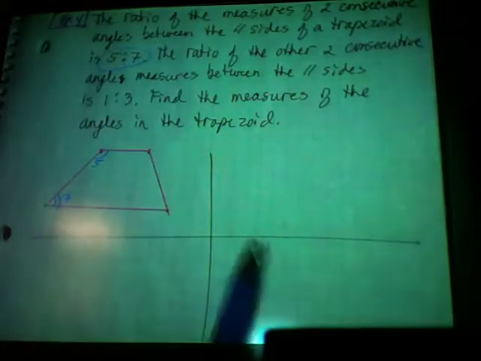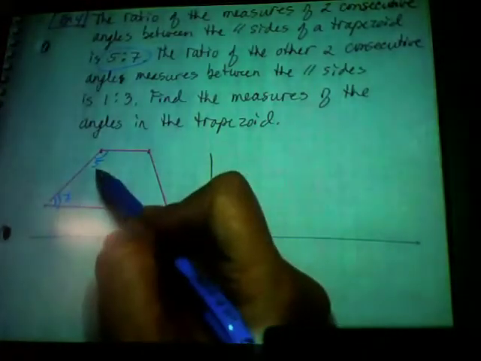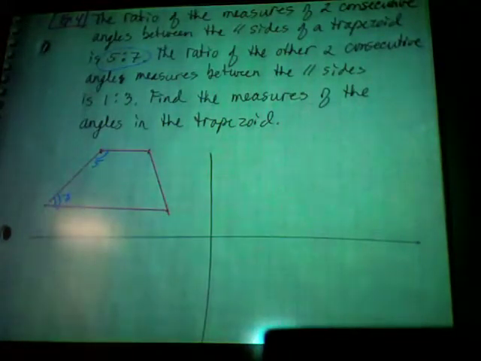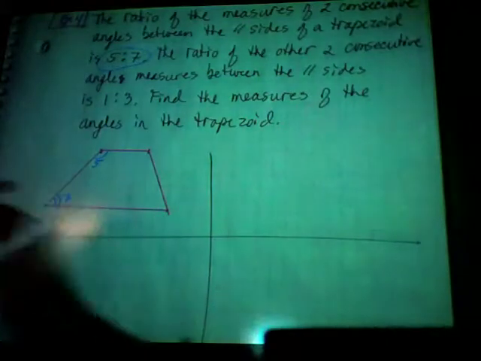10 and 14, is that 180? No. Then my next multiple of 5 would be 15. My next multiple of 7 would be 21. Do I want to keep doing this until I get the right answer? No, I could, but I don't want to.